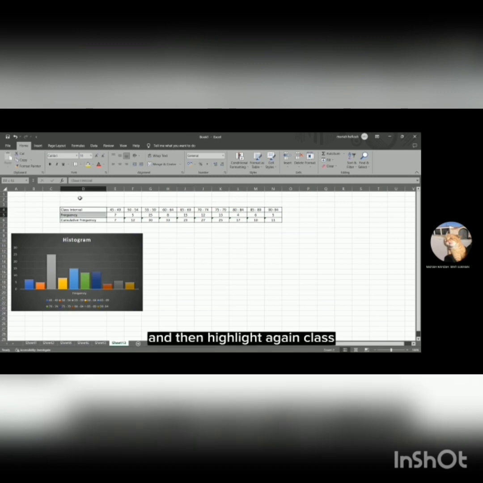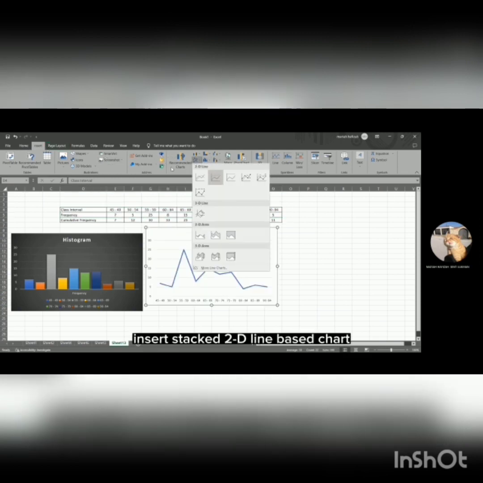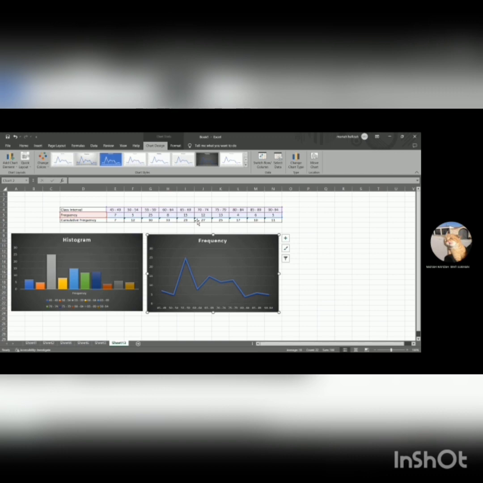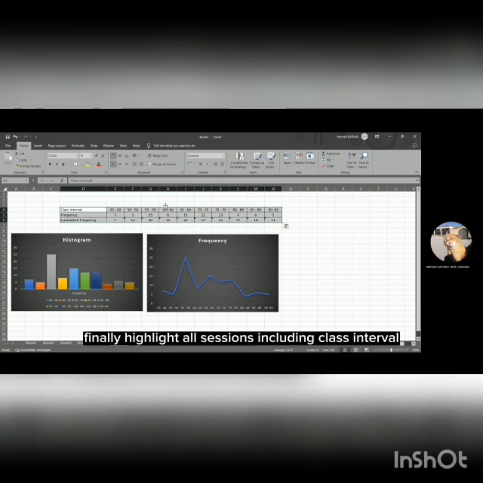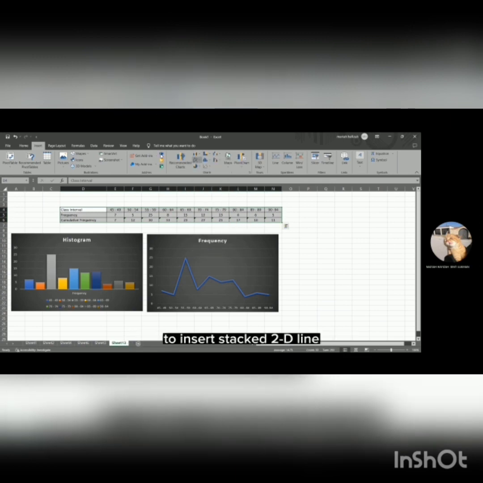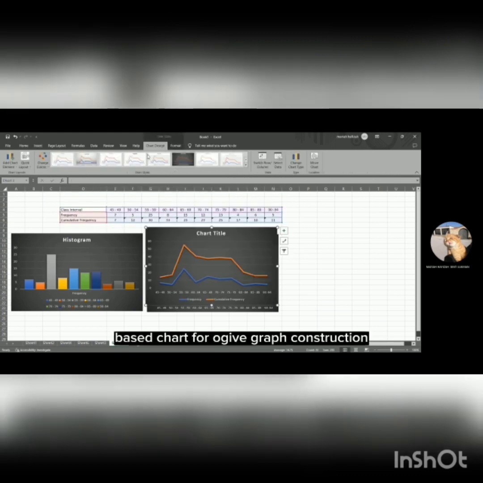And then highlight again the class interval and frequency section. Insert a line-based chart for the frequency polygon graph construction. Finally, highlight all sections including class interval, frequency, and cumulative frequency to insert a line-based chart for the ogive graph construction.